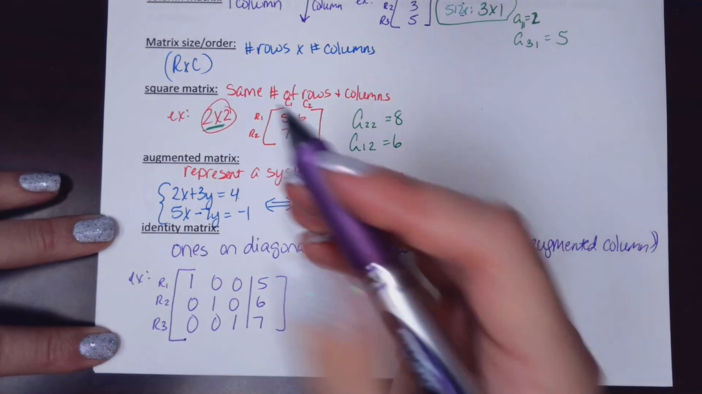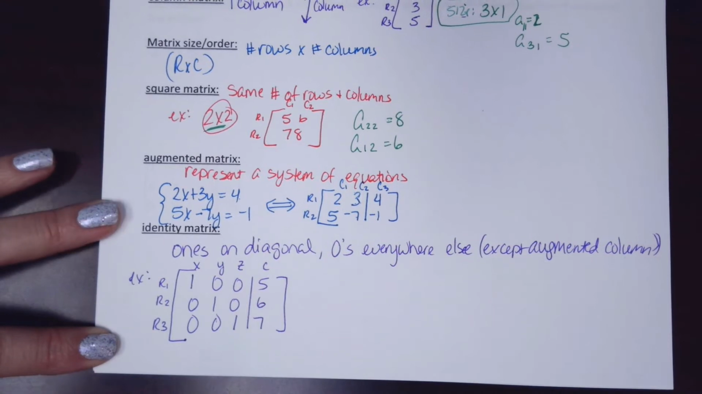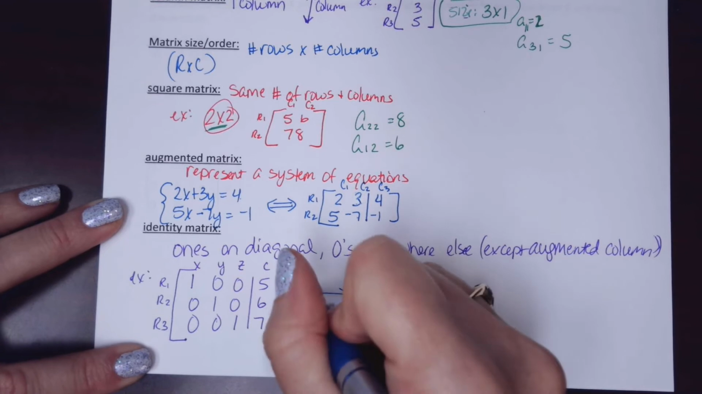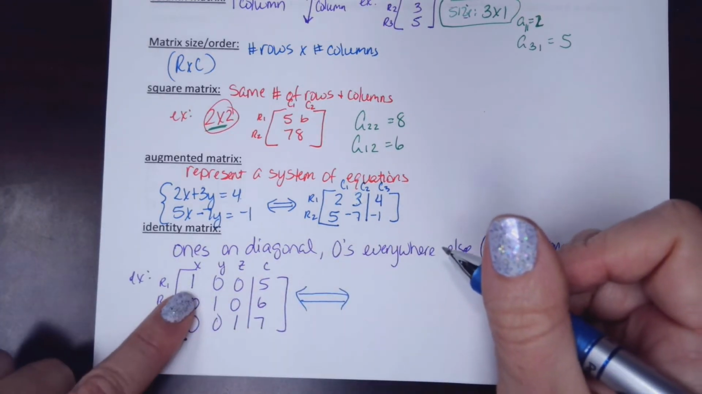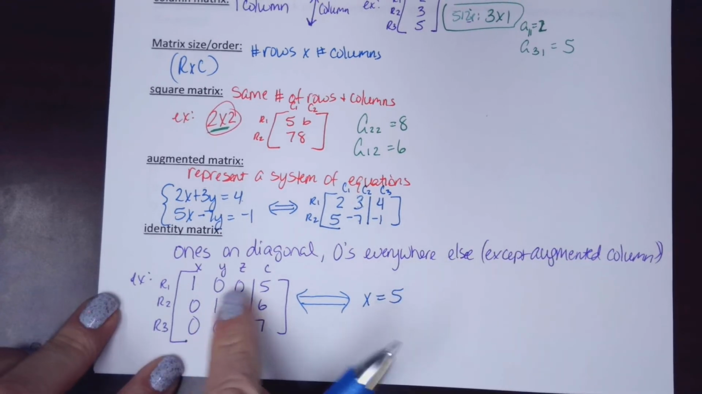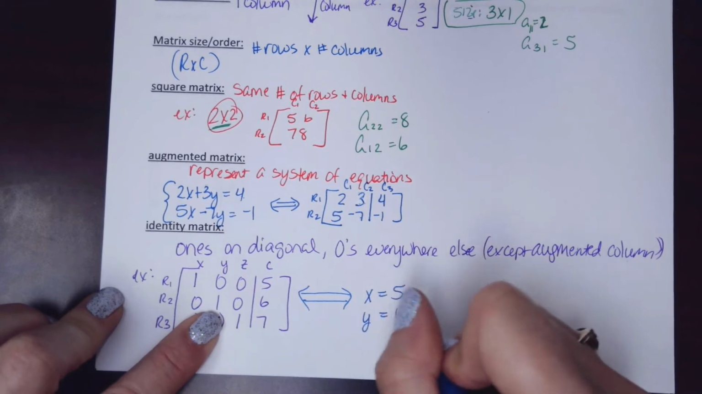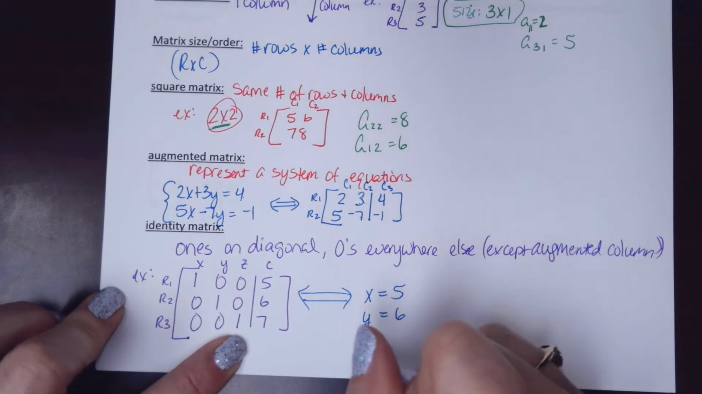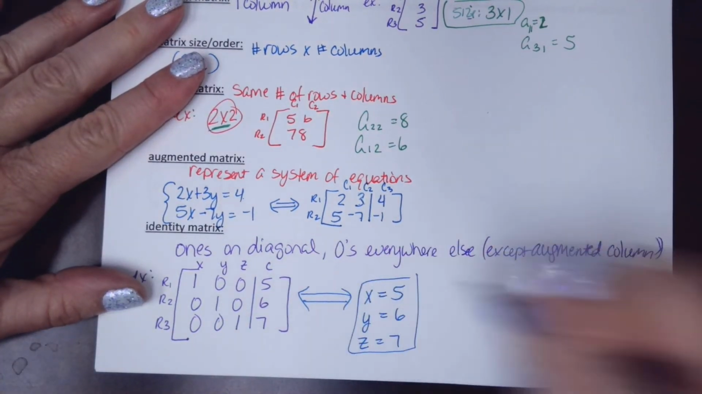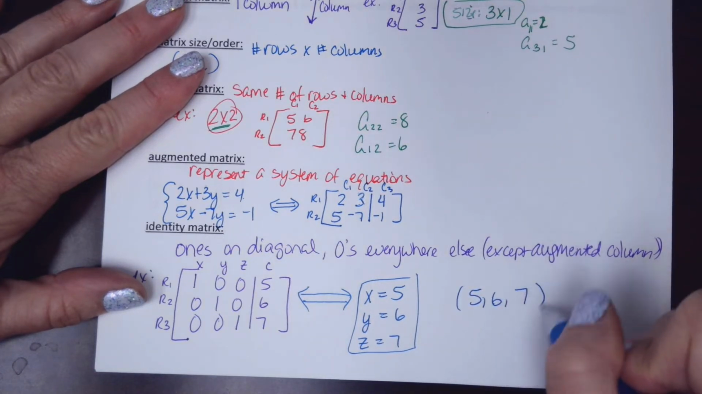My variables are going to go in order, so this is going to be x, y, z, and then my constants give me my solution. So if I were going to put this back into equation form, this first row tells me I have 1x, and that's going to be equal to 5. 0 y's, 0 z's. My second row tells me that I have 1y, and it's equal to 6, and my third row tells me I have 1z, and it's equal to 7. So I could write this as the solution to my system like this, or I could put it in an ordered triple, x, y, z.